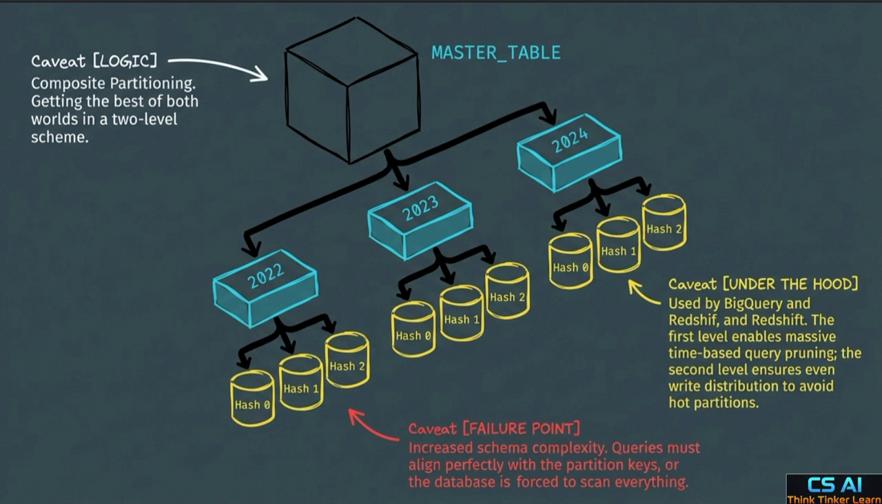This is a two-level scheme. Here, our master table is first partitioned by range, for example by year: 2022, 2023, 2024. Then each year partition is further subpartitioned by hash into smaller buckets: hash 0, hash 1, hash 2. Under the hood, this is used by BigQuery and Redshift. The first level enables massive time-based query pruning, while the second level ensures even write distribution to avoid hot partitions.